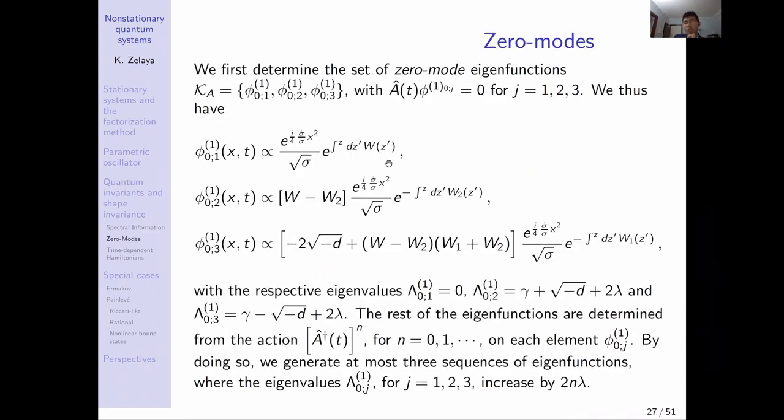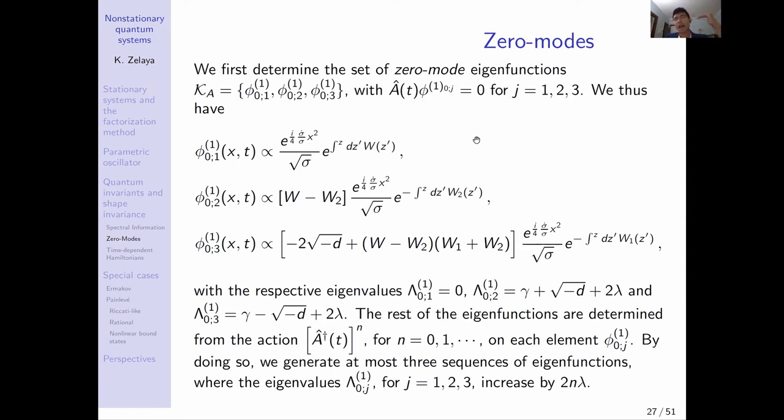Of course, we will need to solve these integrals involving omega. Remember that W is related to the solution of the Painlevé equation. So if we solve these three equations, we get what we call the zero modes. These are only the lowest solutions of the invariant.